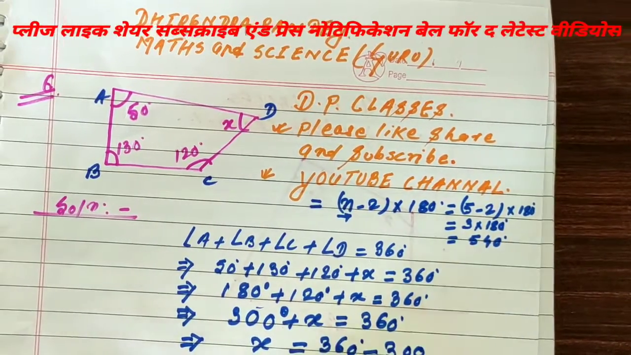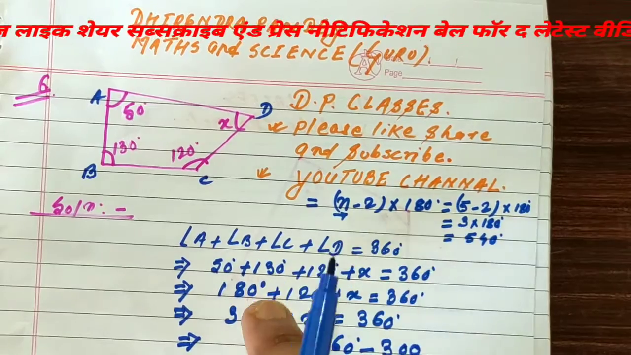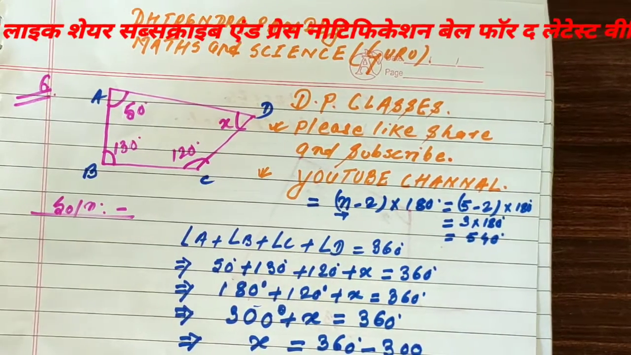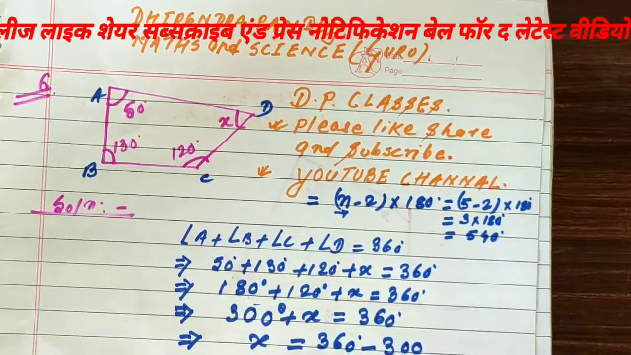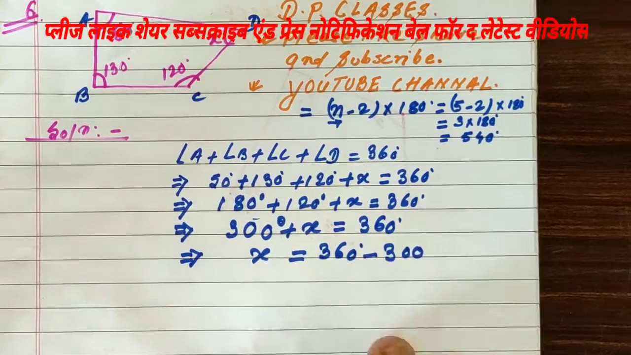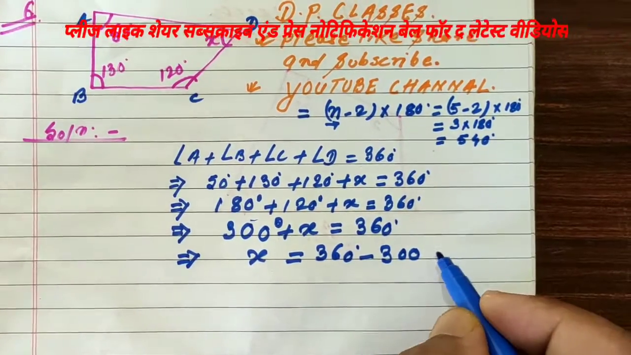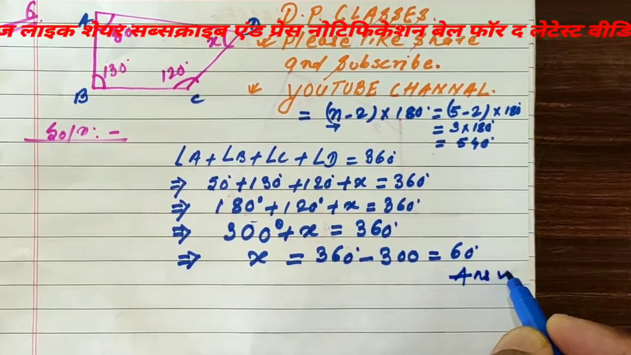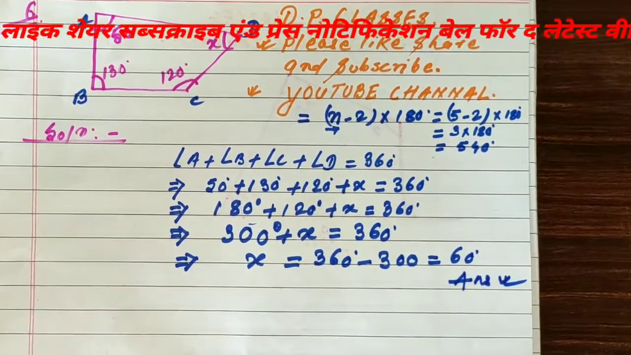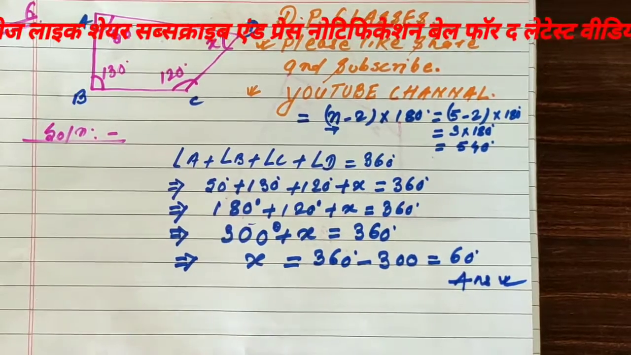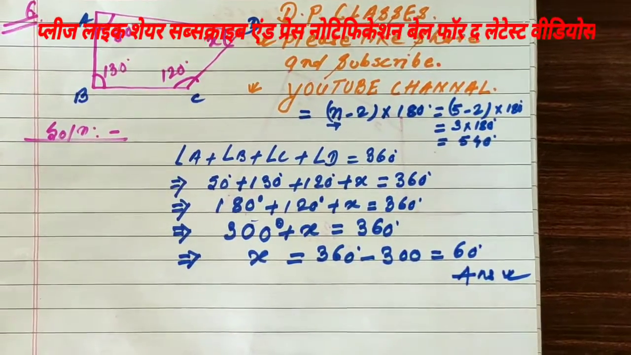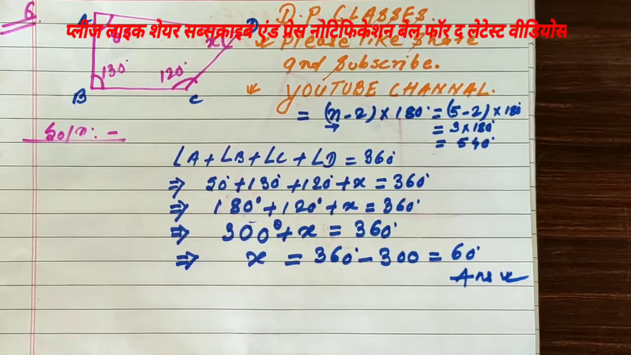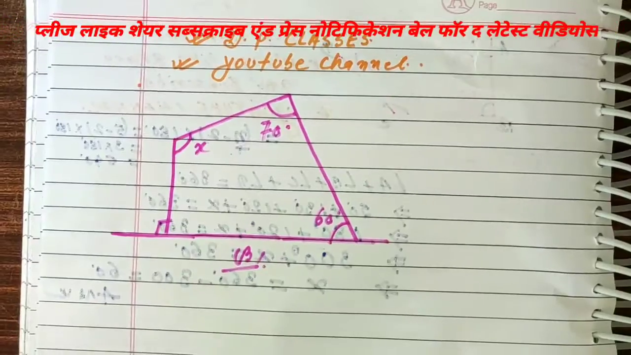When we change the side from left to right or right to left, the symbols change. When it is plus, plus changes to minus, minus changes to plus. This is the method. Now after that, what is the answer? The answer is 60. This is the answer for finding the value of X. It is clear to all the candidates. Now we are learning the next question, that is question number 7.